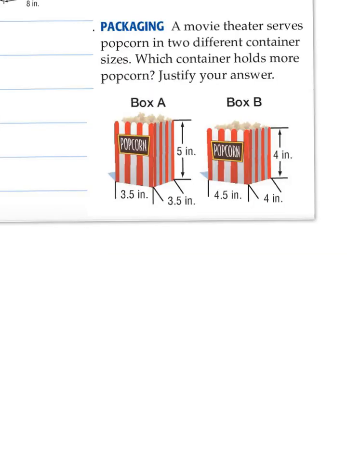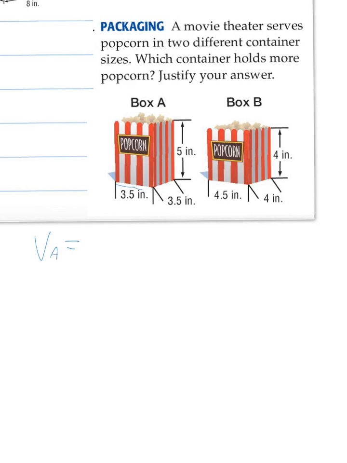All right, try this problem here and then come back and check. A movie theater serves popcorn in 2 different container sizes. Which container holds more popcorn? Justify your answer. So we have to find the volume of both of them to see which one would hold the more. So the volume of, I'm going to draw a little A, so the volume of A.